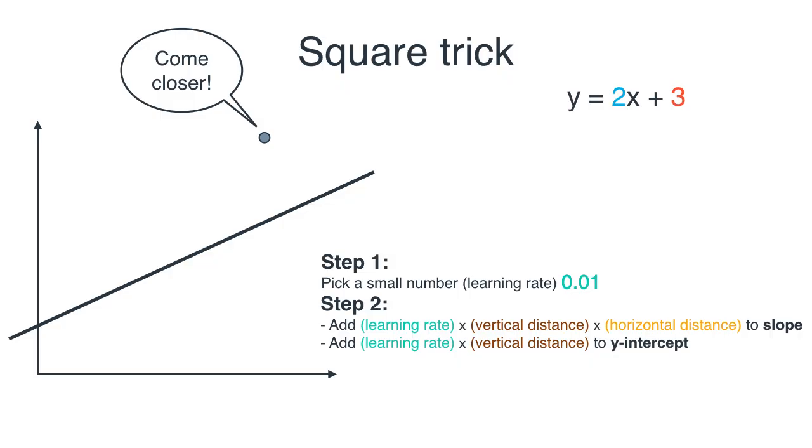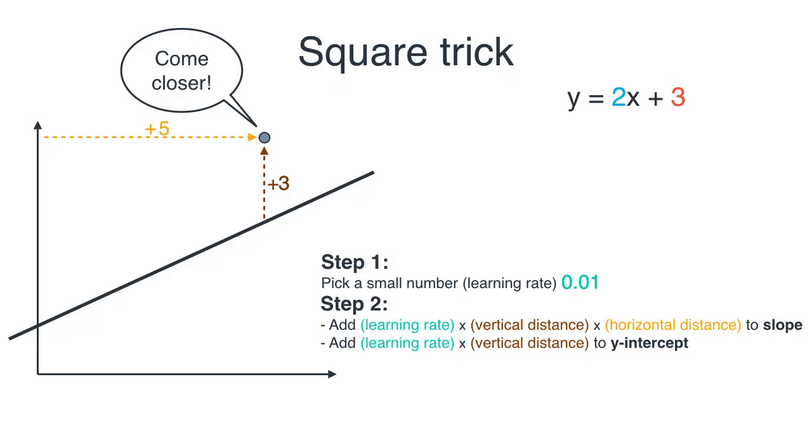So let's do it in this example. Let's calculate the vertical distance. So the vertical distance here is positive because this particular point is above the line, and the horizontal distance is also positive because the point happens to be to the right of the y-axis. So let's throw in some numbers. Let's say that the vertical distance is plus 3 and that the horizontal distance is plus 5.